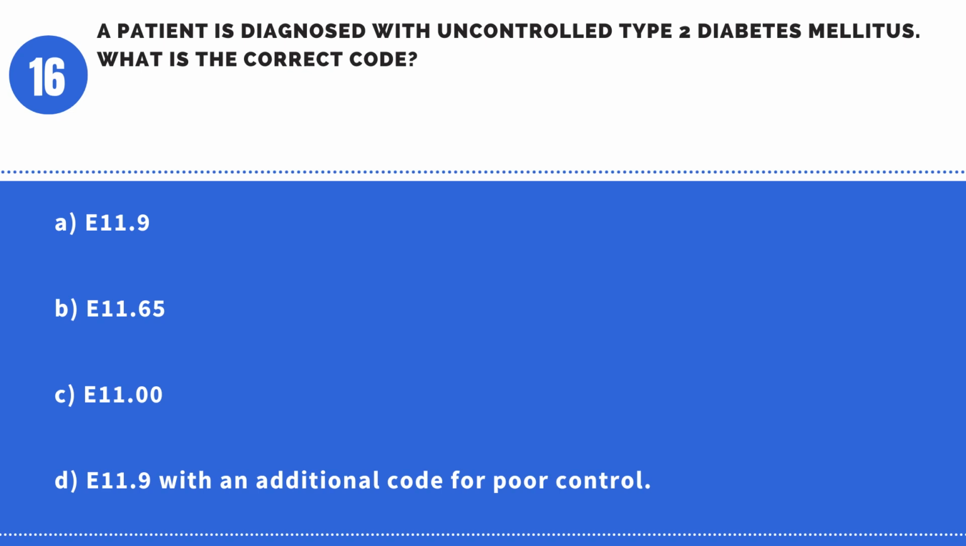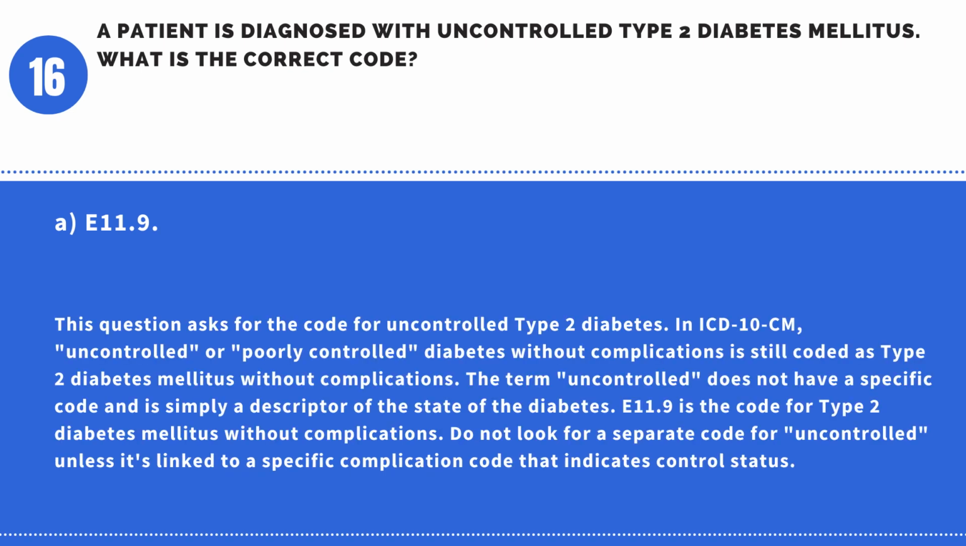Question 16. A patient is diagnosed with uncontrolled type 2 diabetes mellitus. What is the correct code? A. E11.9. B. E11.65. C. E11.00. D. E11.9 with an additional code for poor control. Answer, A. E11.9. This question asks for the code for uncontrolled type 2 diabetes.